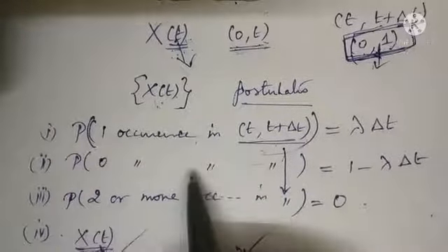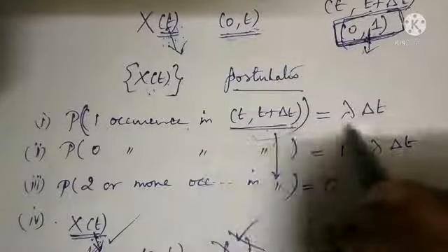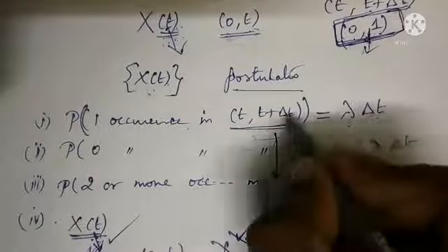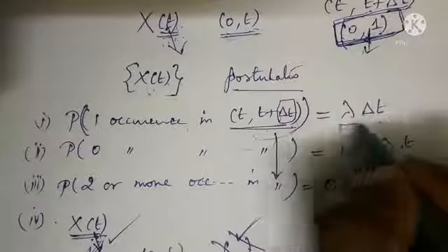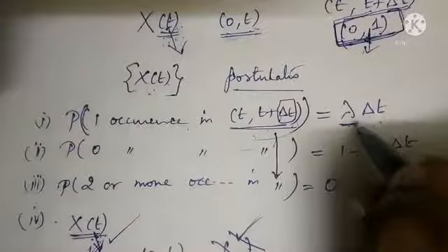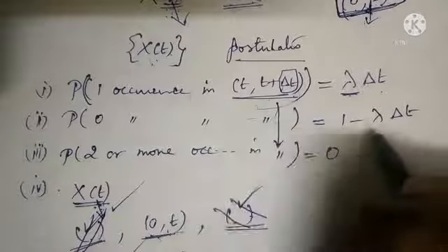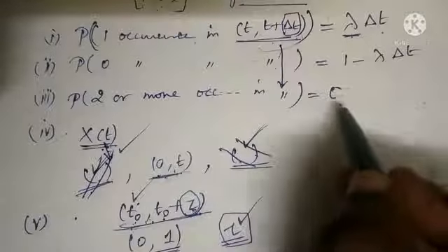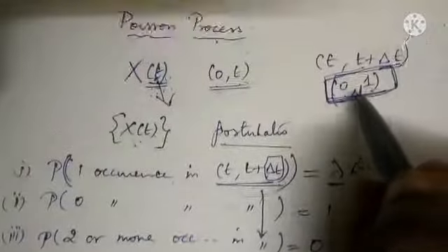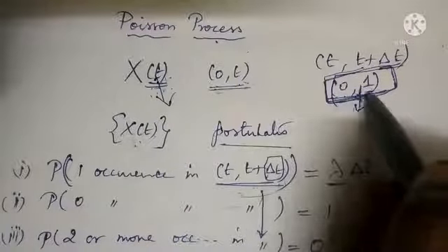So the probability of 1 occurrence in the interval t, t plus delta t is lambda into delta t. Listen, delta t is the small change in time. Lambda is the arrival rate, okay? The probability of 0 occurrences in the interval is 1 minus lambda into delta t. The probability of 2 or more occurrences in the interval is 0, because in a very small duration it is not possible to have 2 or more occurrences.